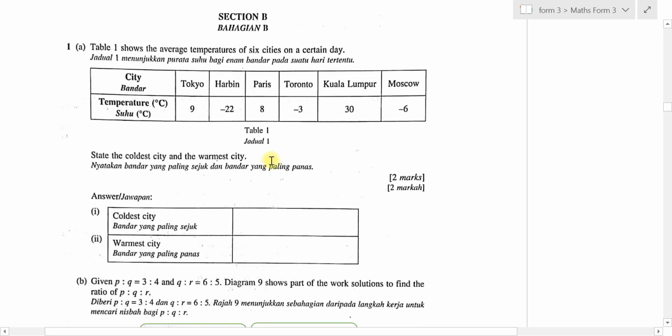Okay, let's listen from you. Okay, I restart again. Okay, Samira, what is the coldest city and what is the warmest city? Coldest Harbin. Warmest Kuala Lumpur. Yeah.